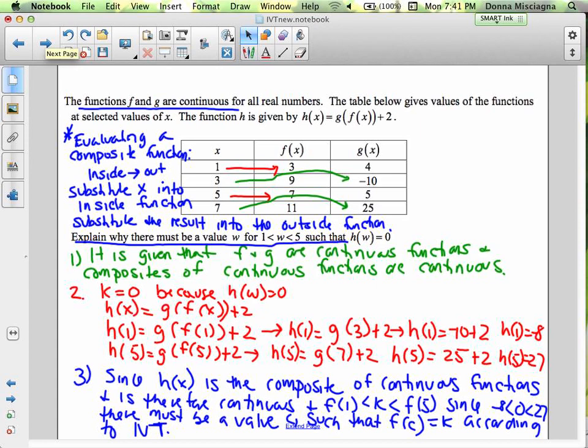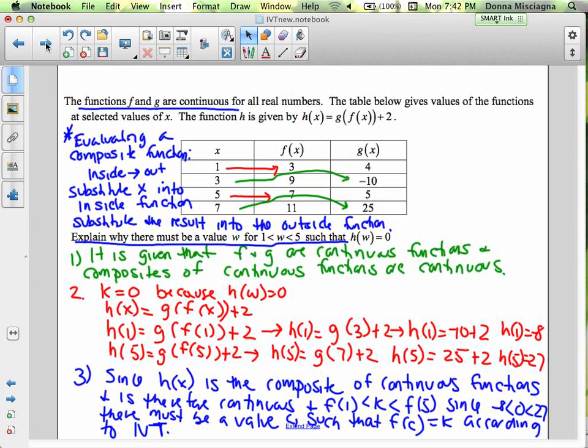All right, so here we did a problem using a table of values and a composite function. This is a very common problem in AP. I guarantee you somewhere there'll be a composite function. It may not be for the intermediate value theorem, but it could very well be. I've seen one in the last couple of years. So since h of x is a composite of continuous functions and is therefore continuous, and f of 1 is less than k is less than f of 5, since -8 is less than 0 is less than 27, there must be a value c such that f of c equals k according to the intermediate value theorem. Okay, there we've got it.